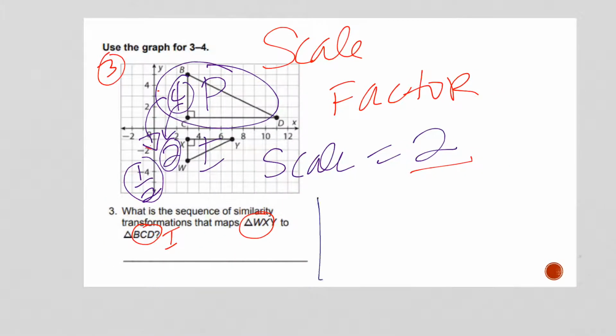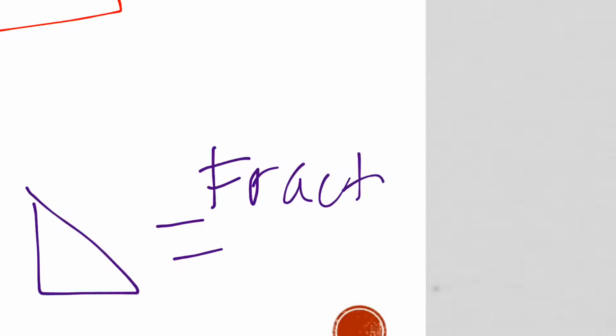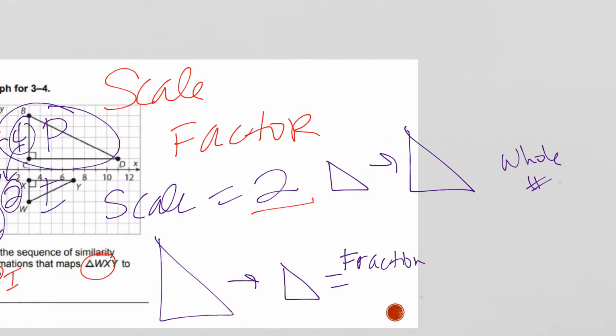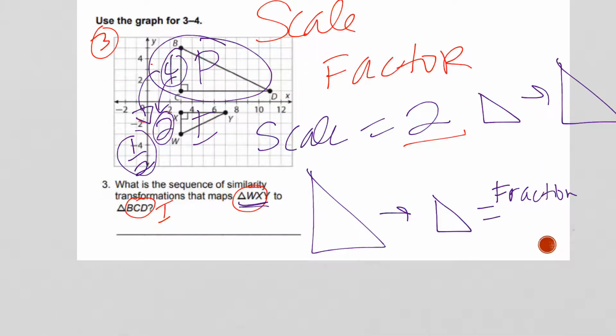If your pre-image is big and it shrinks, that means your scale factor is going to be a fraction. But if your pre-image is small and it gets larger, that means it's going to be a whole number. So just be careful when you're looking at it and make sure you understand who's first. So the first one's your pre, and then the second one's your image.